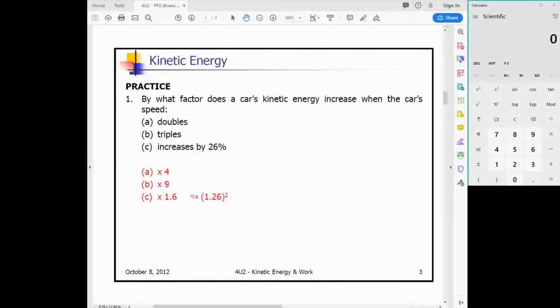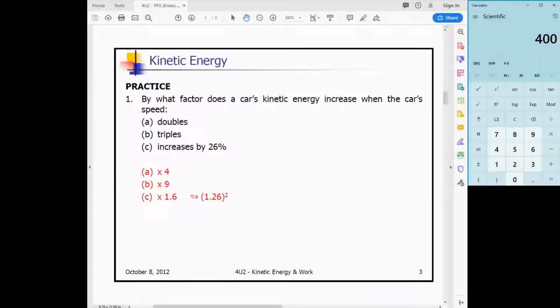So looking at this little practice question, this is just to understand it a little bit. Let's say we double the speed of a car. What happens to its energy? Well, assuming the speed was 10 meters per second, and if we found the kinetic energy of that, that would be 10 times 10, or 10 squared, which is 100. If we double that 10, make it 20, then we have 20 times 20, we have 400.